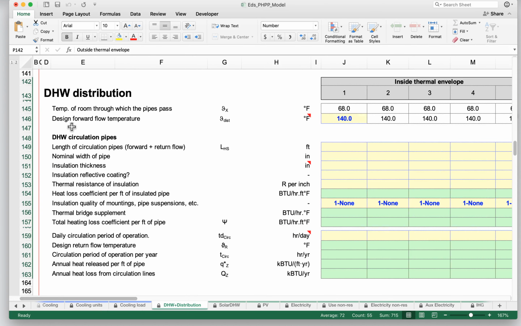And then, of course, we have to get into the question of, well, do we have a circulation system for this building? And what does our piping look like for this building?